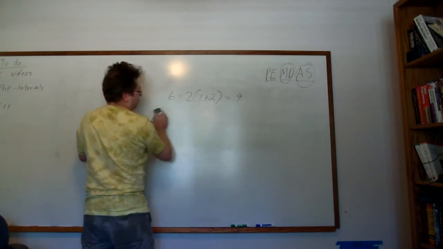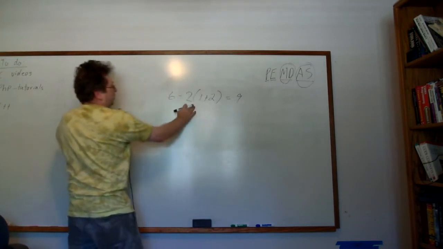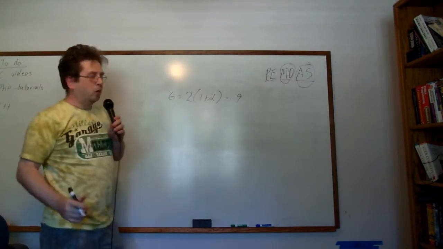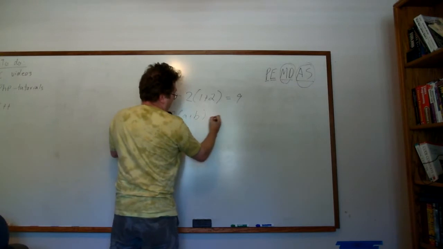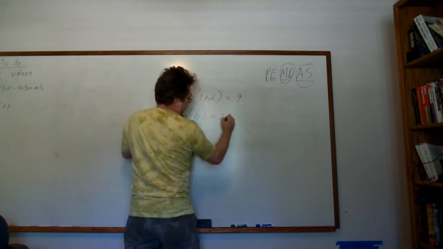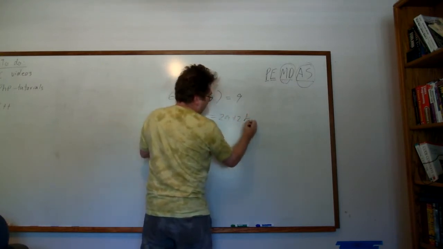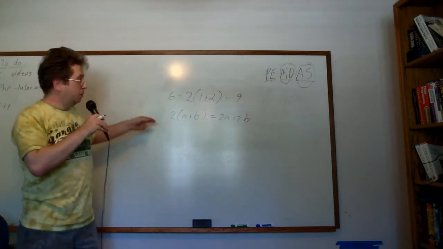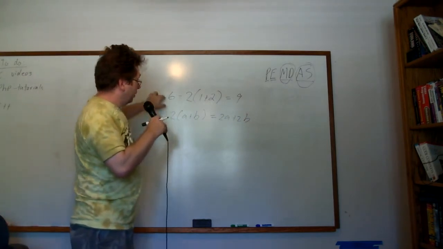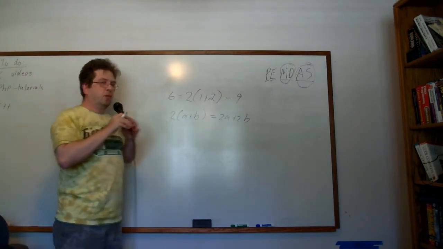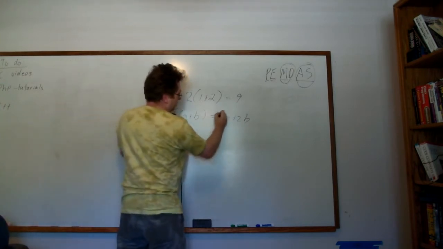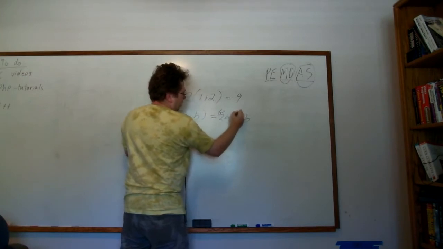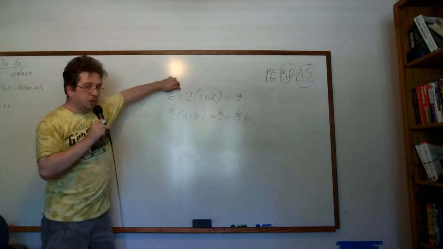Now, looking at the association up here, where people sit there and go, well, this is like looking at 2 times (A plus B), which equals 2A plus 2B. Yes, I'm familiar with that too, but that's not correct. Not for this problem. It's similar. However, this problem is more like saying this. See, because you've got that division sign there.